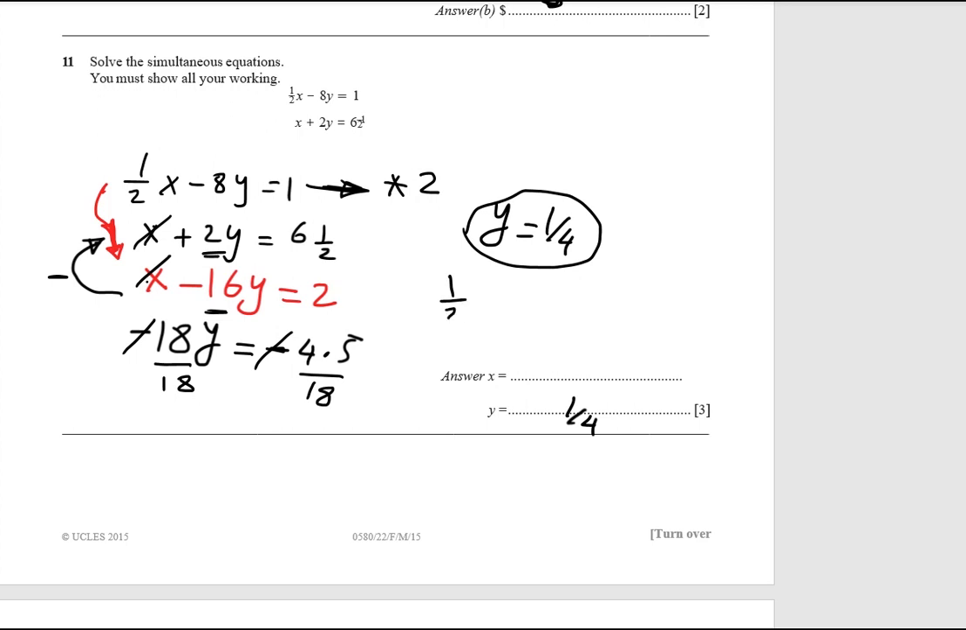So half x minus 8y, with y equal to 1 over 4, will equal to 1. 8 times 1 over 4 is equal to 2. So half x minus 2 is equal to 1. So half x is equal to 3. Now multiply by 2, x will equal to 6. So x is equal to 6 and y is equal to 1 over 4. And you must give them all your steps.